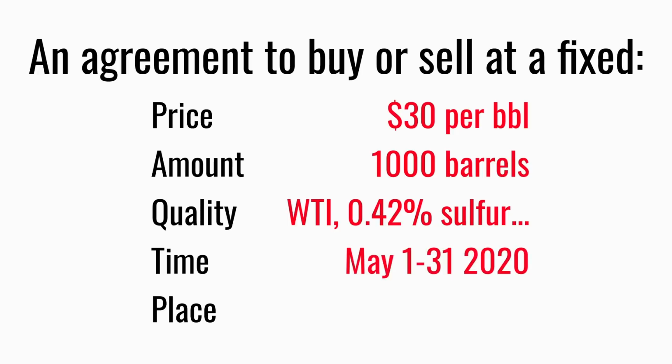We'd also specify when that oil would be delivered. So the May 2020 expiry would be delivered between the 1st and the 31st of May in 2020. And because transporting a commodity costs money, we'd also have to specify where the oil would be delivered. And for WTI, that's usually Cushing in Oklahoma.